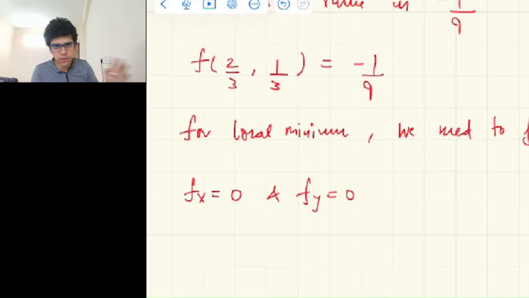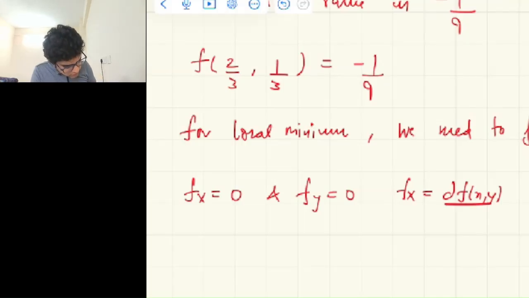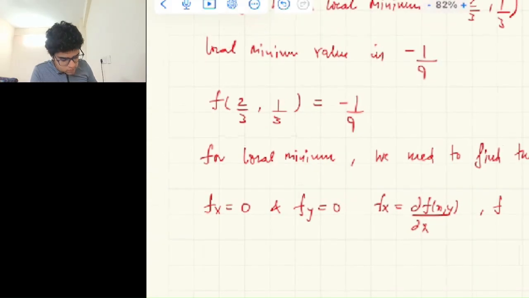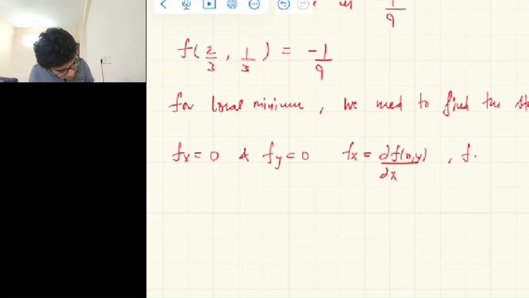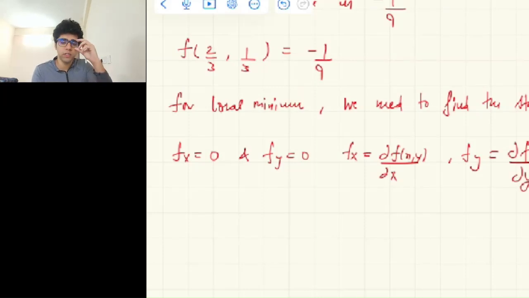What is fx and fy? I have explained this in my previous videos, but again I am writing. fx is the first order partial derivative of the function f(x, y) with respect to x. And fy is the first order partial derivative of the function f(x, y) with respect to y. And how do we find the partial derivative? By treating the other variable as a constant. If I'm finding the first order partial derivative with respect to x, I'll be treating y as a constant, and if I'm finding it with respect to y, I'll be treating x as a constant.